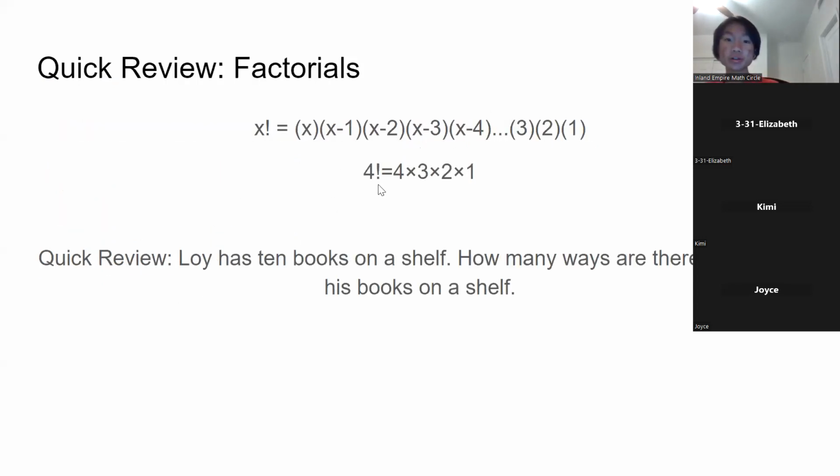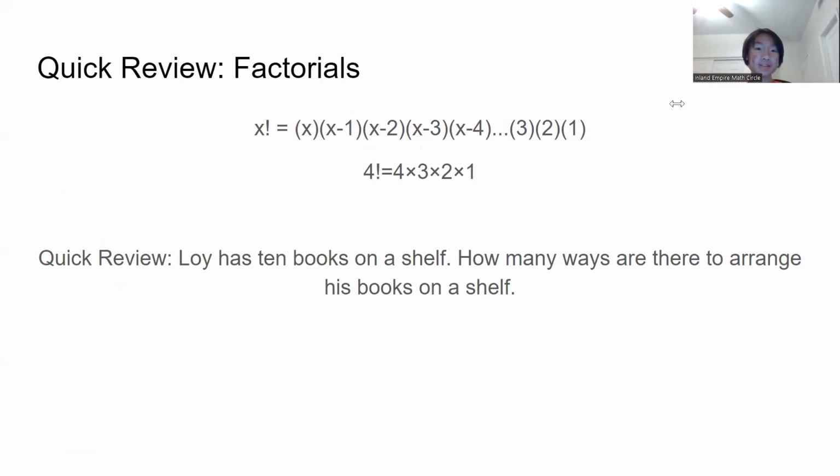Okay, so quick review. Let's go over the factorials. Let me explain this again since I was muted last time. We write it as a number plus the exclamation mark after it. What this means is just the number times itself minus 1 times itself minus 2. So it's just multiplying the number, slowly counting down until it reaches 1. For example, 4 factorial, written 4 exclamation mark here, is 4 times 3 times 2 times 1. If it was 5 factorial, it'd be 5 times 4 times 3 times 2 times 1. And this is the same for all numbers.